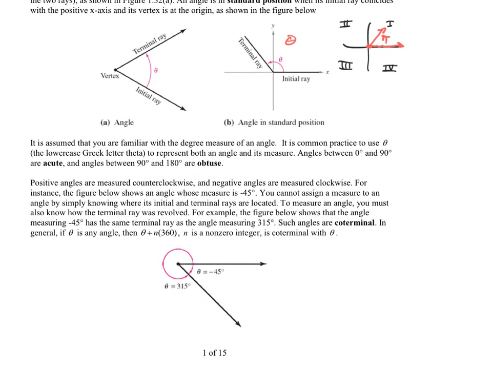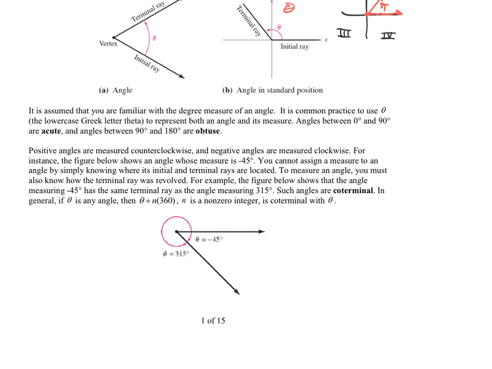Okay, let's look at this next one. It says positive angles are measured counterclockwise. So a positive measure goes in this direction. That would be a positive measure. And a negative angle is measured clockwise. This would be a negative angle right there. Okay, so counterclockwise is positive, clockwise is negative.